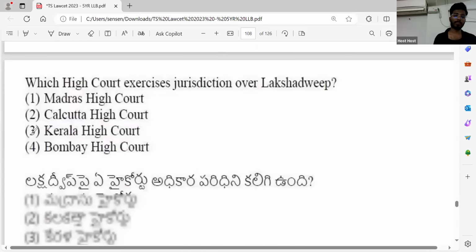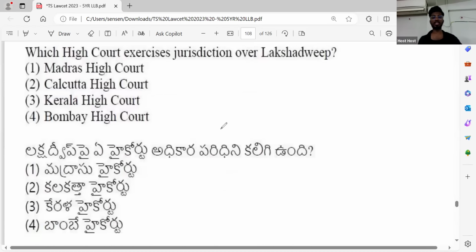Next. Which High Court exercises jurisdiction over Lakshadweep? Everybody should answer. Lakshadweep, Kerala, Andaman and Nicobar, Calcutta High Court, Lakshadweep, Kerala High Court. Very good, guys. Very good. Well done. Next.